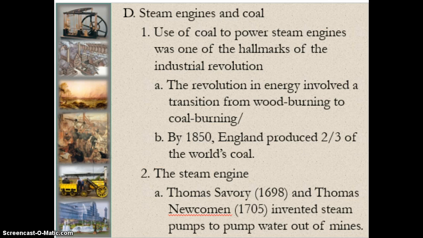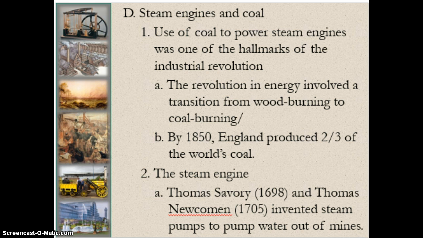The use of coal and steam power engines was probably one of the hallmarks of the Industrial Revolution, as your note says. The revolution in energy involved this transition, this switching from wood burning to coal burning. Prior to 1780, processed wood, aka charcoal, was the fuel mixed with iron ore in the blast furnace, and then what they did with that was they produced something called pig iron.